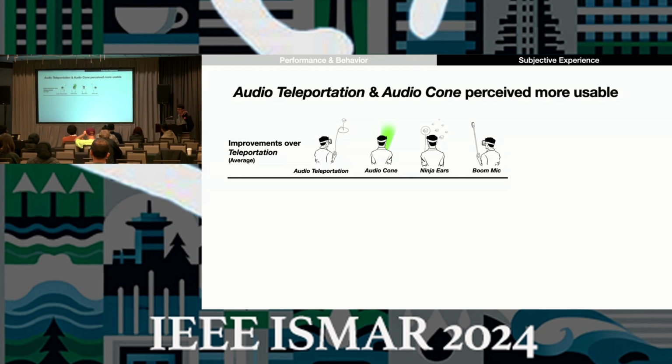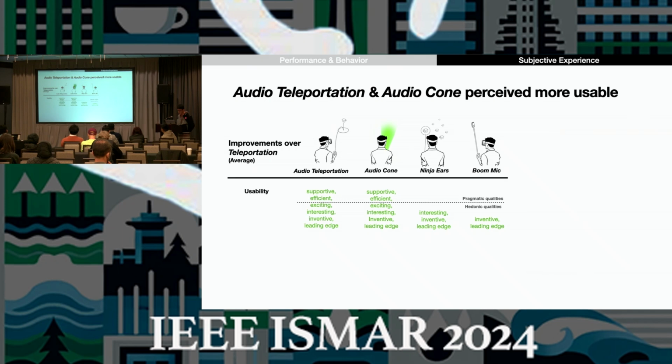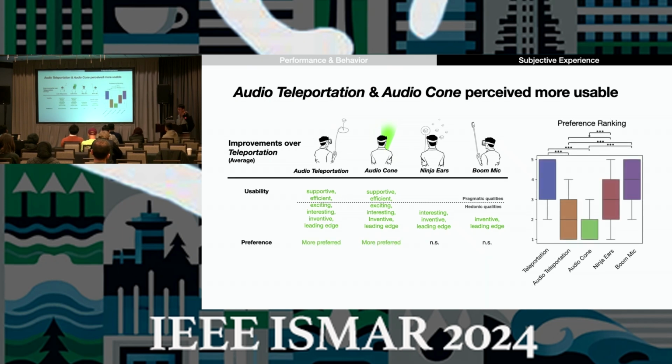In terms of subjective experience, participants generally found audio teleportation and audio cone to be more usable. Compared to the baseline teleportation, both techniques received a significantly higher usability score. As a breakdown, while all the proposed techniques were rated highly for their hedonic qualities, such as being interesting, inventive, and leading edge, the audio teleportation and audio cone were also valued for their pragmatic qualities, such as being supportive and efficient to use. Correspondingly, participants ranked audio teleportation and audio cone significantly higher than the baseline teleportation.